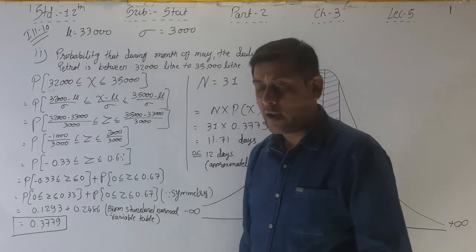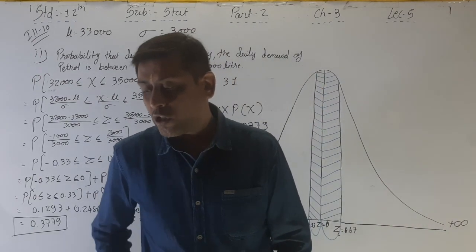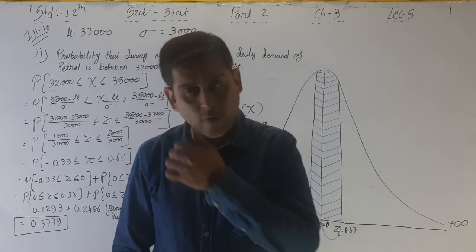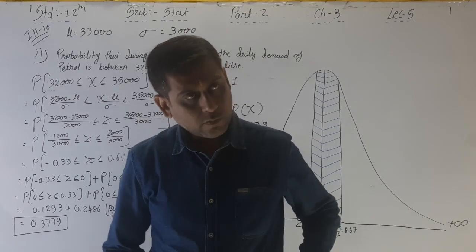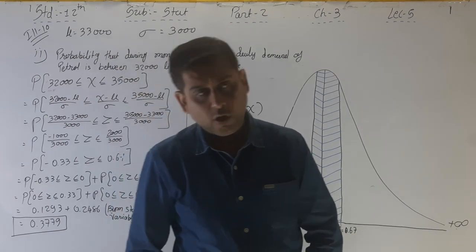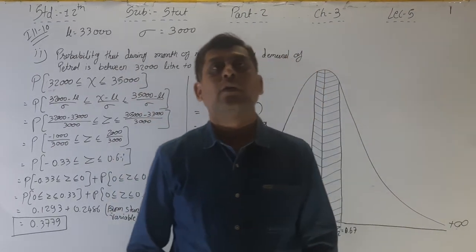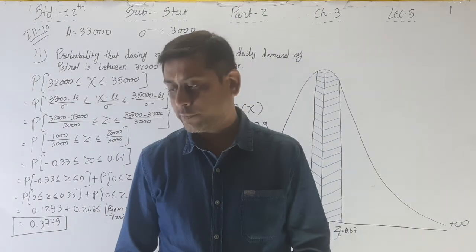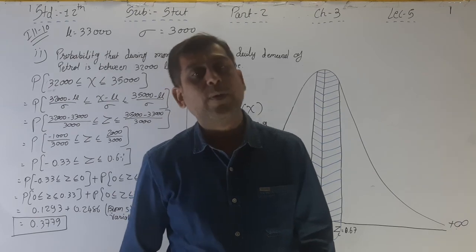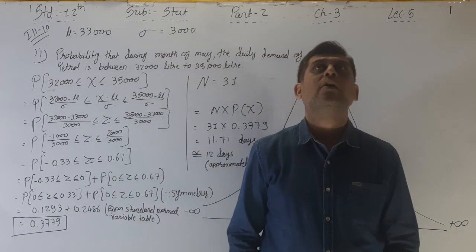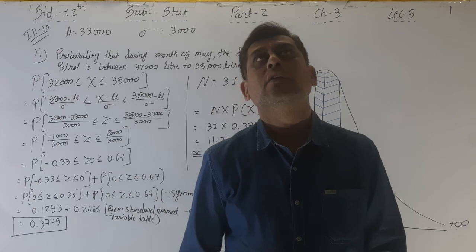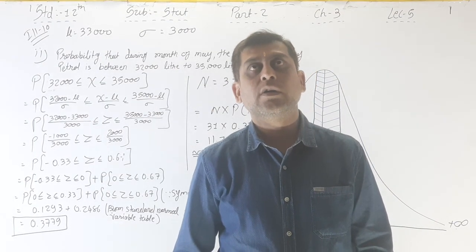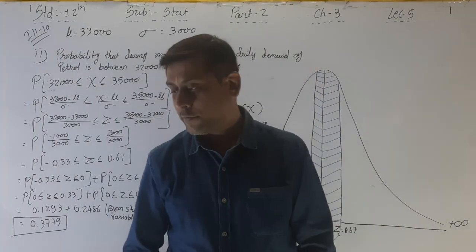And write down one line after that. Thus, in the month of May, approximately during 12 days, the demand of petrol is between 32,000 liter to 35,000 liter.